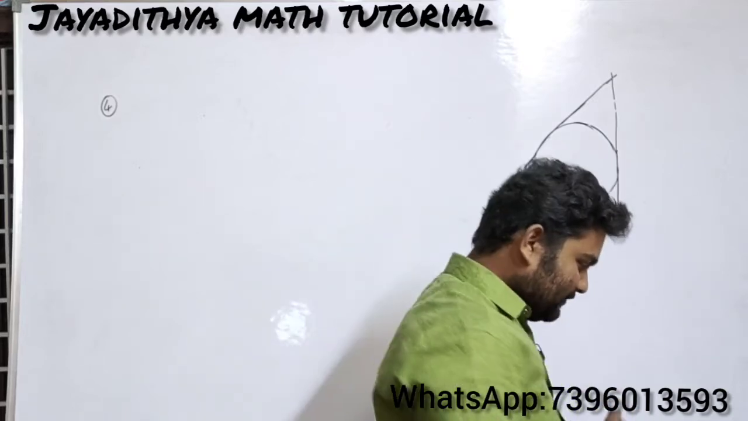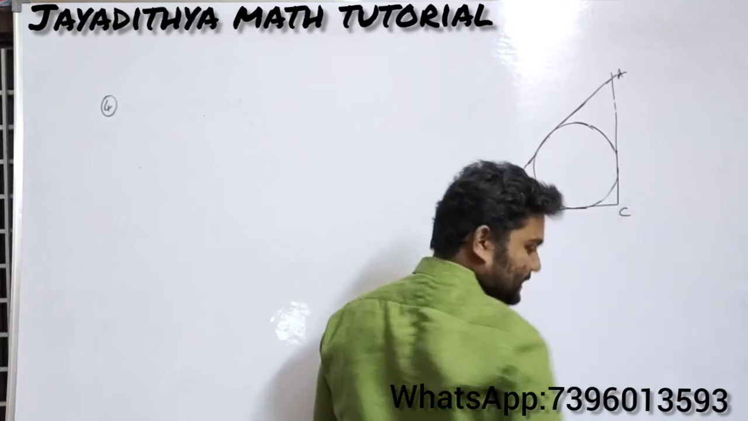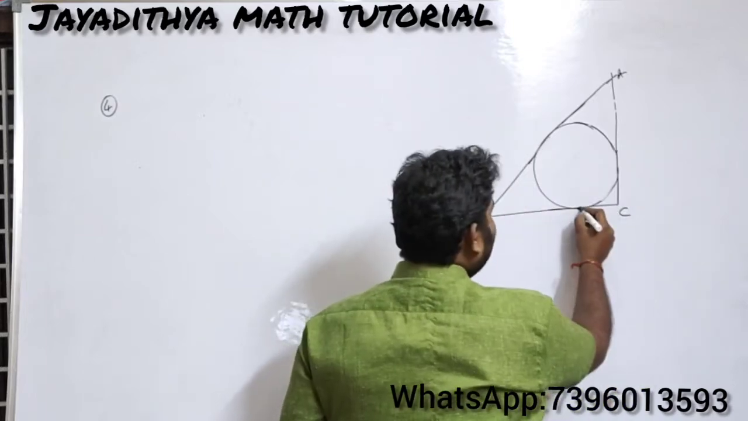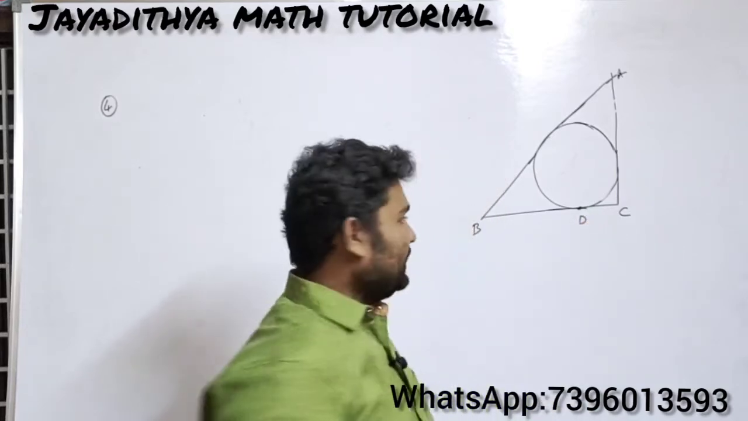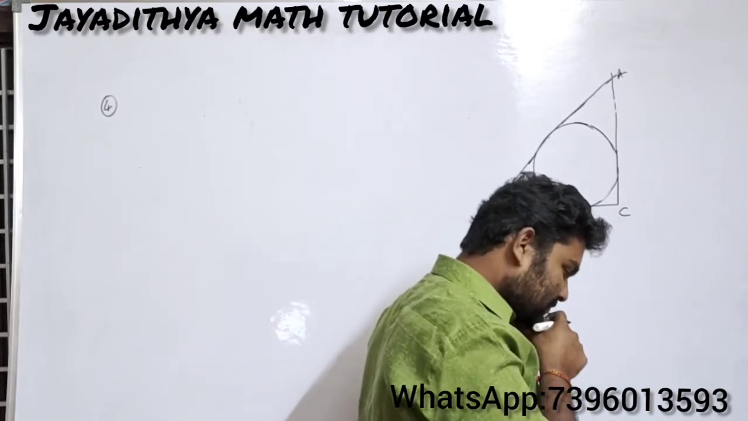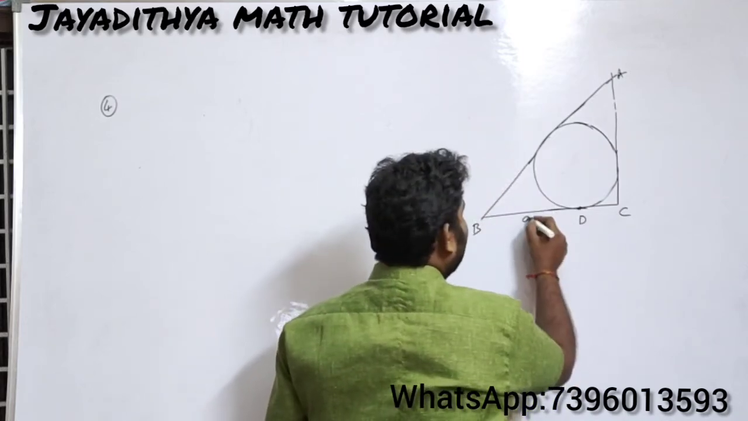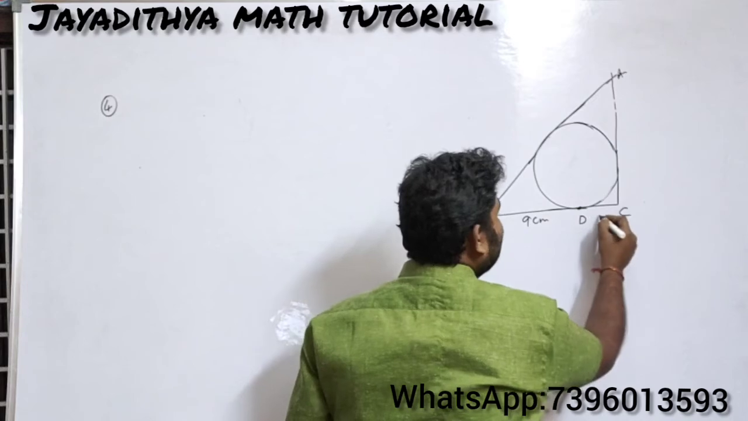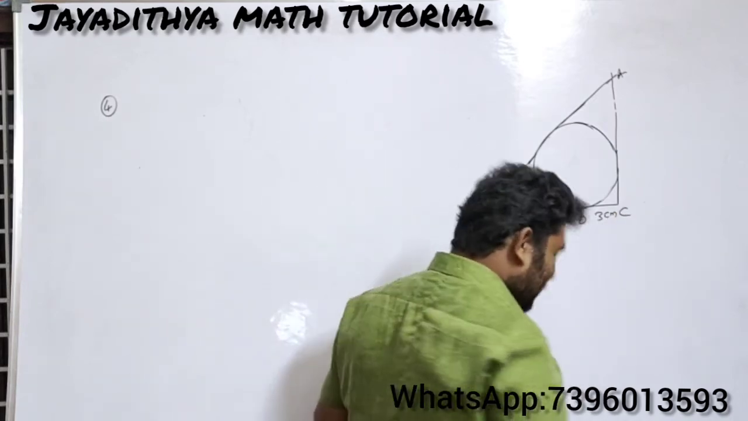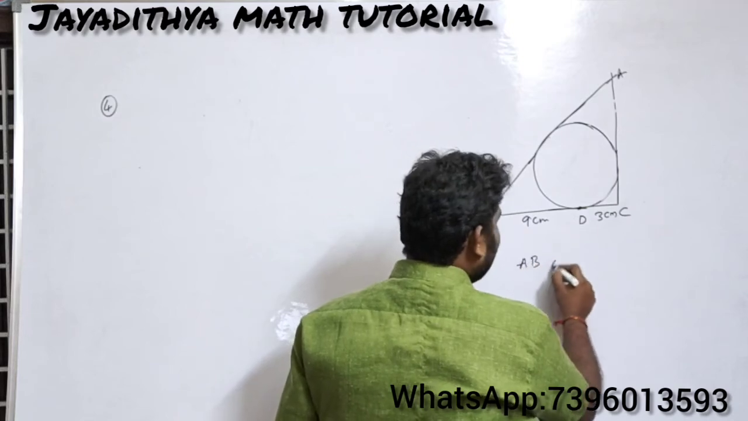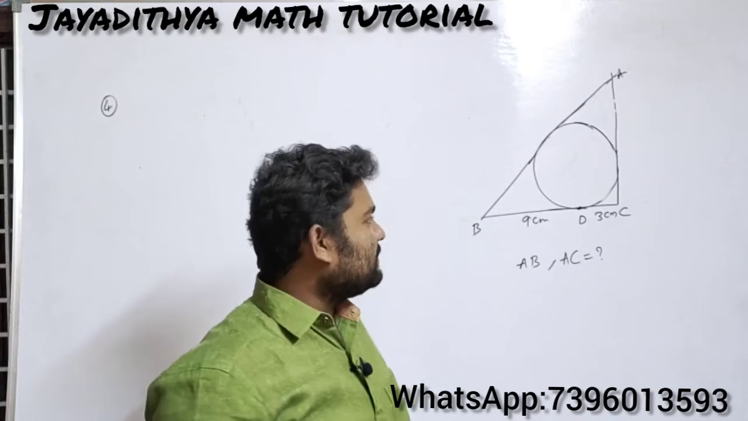So what are the things given? This is A, B and C, and the point of contact of the circle with BC is D. He has given some measurements, such that the length of BD is 9 centimeters and the length of DC is 3 centimeters. And what we need to find here is the sides AB and AC. AB and AC are equal to how much? That is our question here.